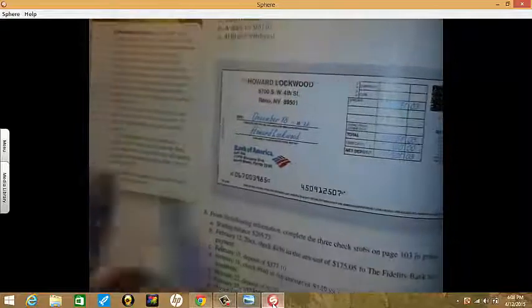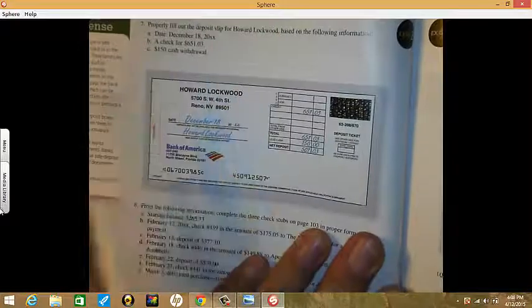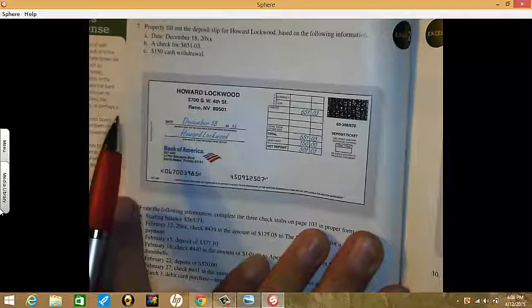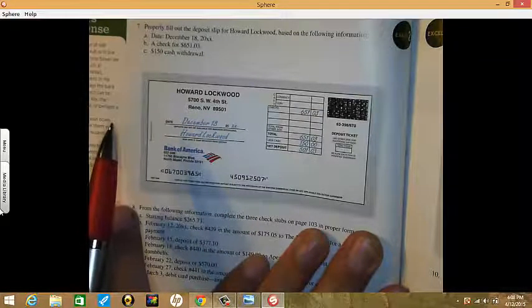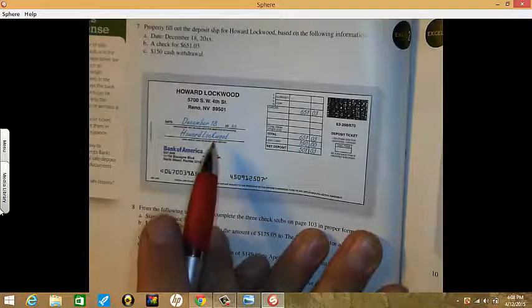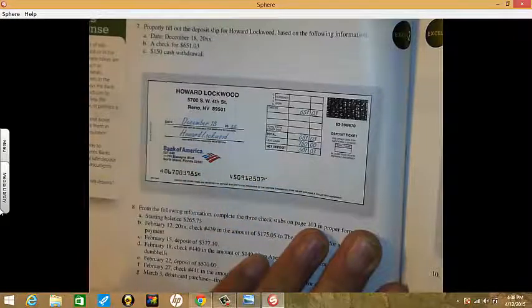So we have Harold Lockwood here, who has a deposit slip, and this is number 7 here, so it's one that you would probably do as part of your assignments, but we're just going to go over it here to make sure we're all on the same page in order to fill these out properly. So date goes here, sign here if you're receiving cash. If you're not receiving cash, you do not need to sign.